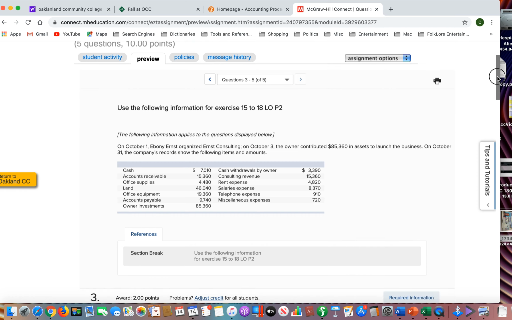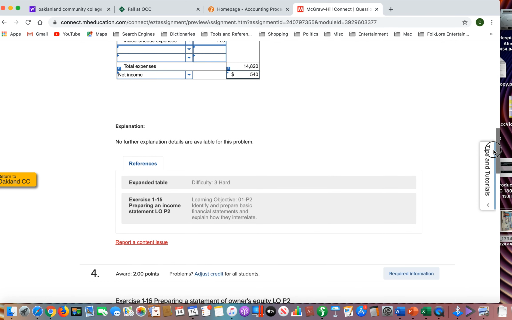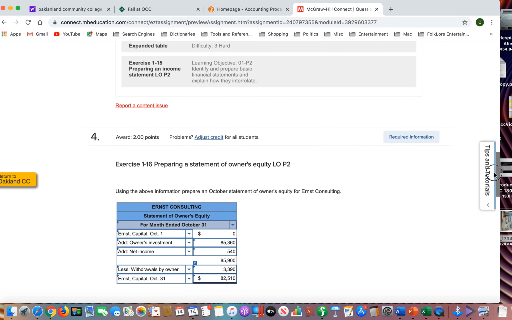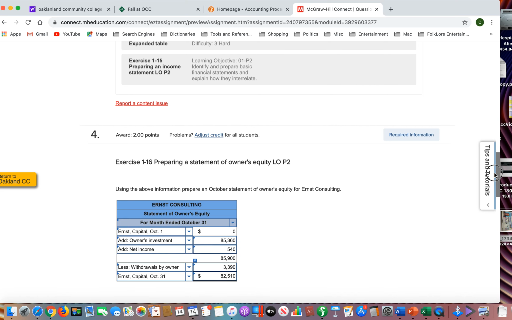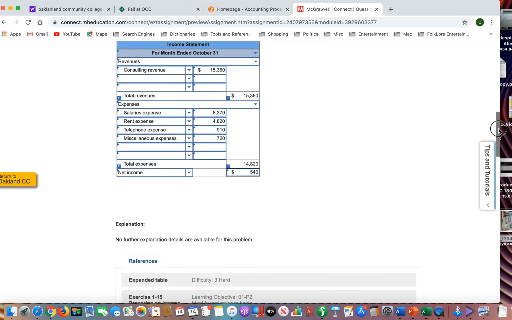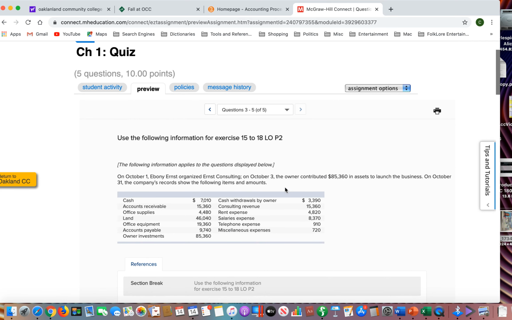Okay, let's scroll down and see the answer, folks. Aha. We began October 1, because the business didn't start till October 3. Anyway, the owner invested $85,300, which is this up here. See that up here, right there?